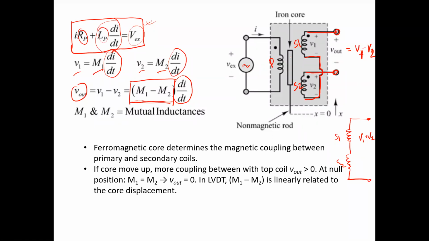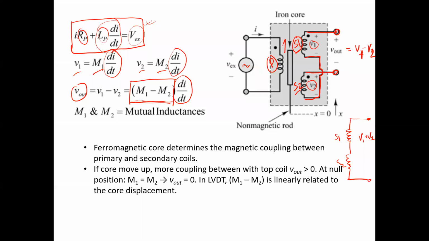Suppose the iron core is placed at the center in such a way that both S1 and S2 get an equal share of the iron core with respect to the primary winding. Then the magnetic permeability for both the primary winding P and S1, and the primary winding P and S2, will be identical. So the induced voltages V1 and V2 will also be the same.